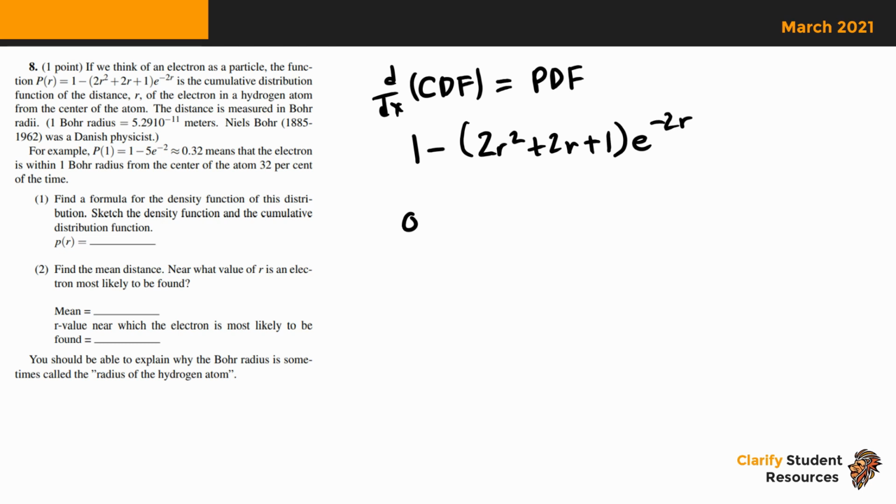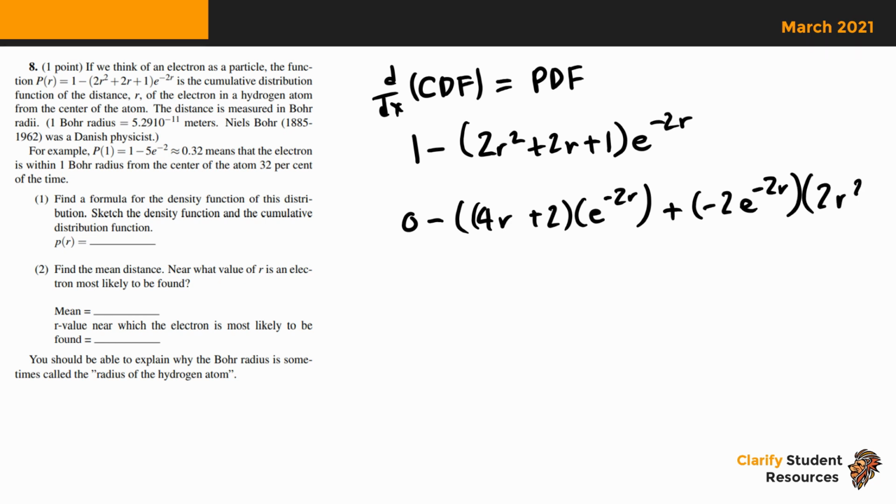So we get 0 minus, and then this part we can actually use product rule. So derivative of the first times the second, etc., etc. So we're going to get 4r plus 2, and then times the second, which is e to the negative 2r, and then plus derivative of the second, which is going to be negative 2 e to the negative 2r, times the first, which is 2r squared plus 2r plus 1.